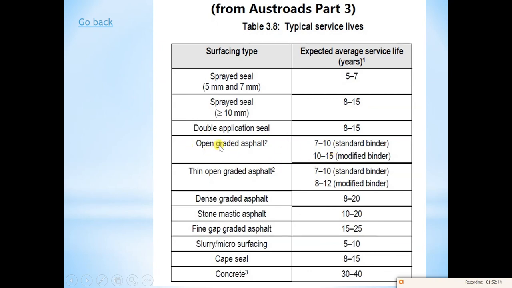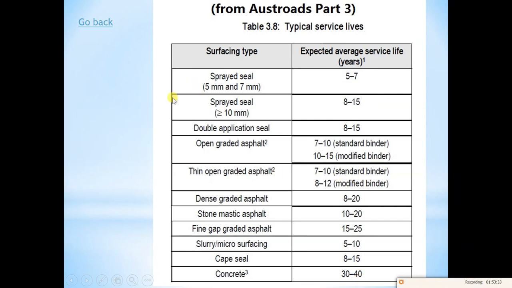Okay, and then you have to use it for the non-intersection road. If you use it at the intersection, it doesn't last that long. Okay, dense graded asphalt can last up to 20 years, stone mastic up to 20 years. Fine gap graded asphalt can last up to 25 years. Actually some of the surfacing, the chip seal there, can also last up to 15 years. But we didn't cover the concrete road, which is performing much better than the flexible pavement. It can last up to 40 years.